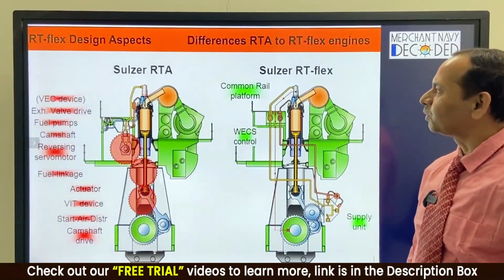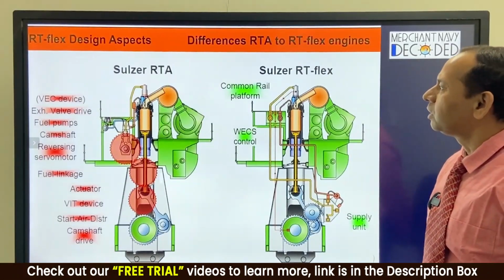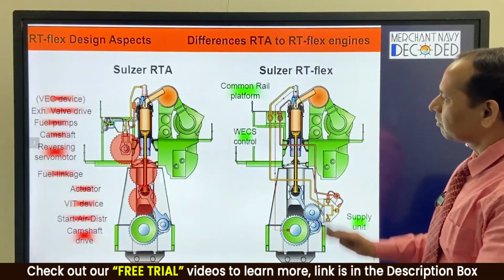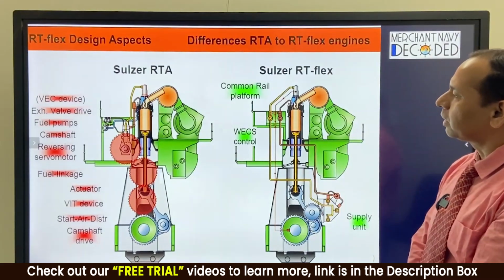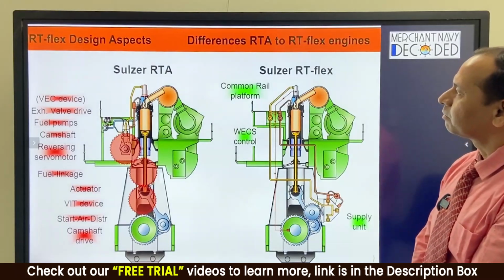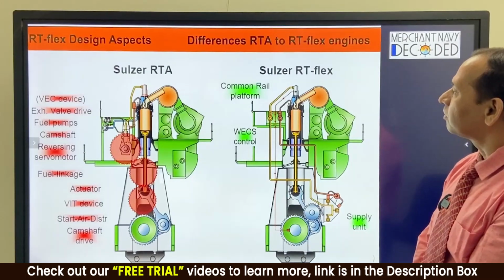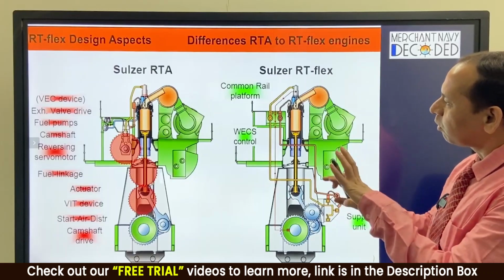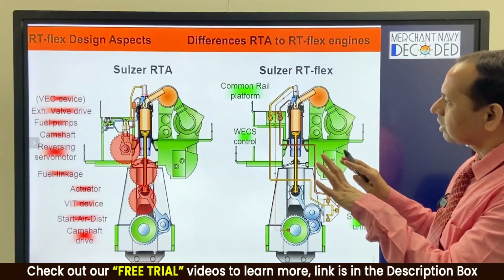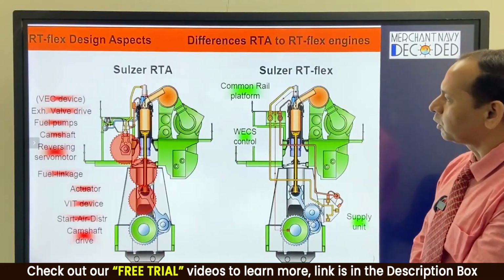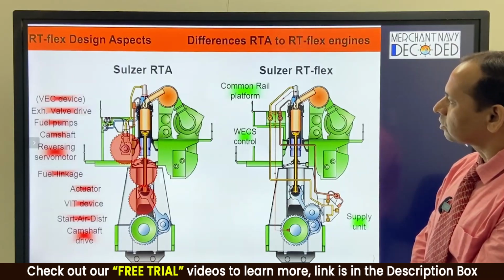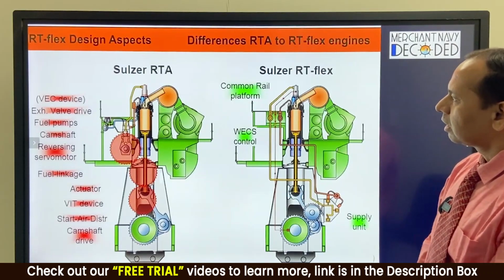Hello everyone. So let's begin the new discussion now, and this is the slide which you can see here where we are keeping both the engines side by side just to show you how many changes have happened between an RTA and RT-Flex engine. It is quite a big change that has happened in this version, which is a completely new platform, I should say, as compared to the RTA engine. As you can see, the changes in components.